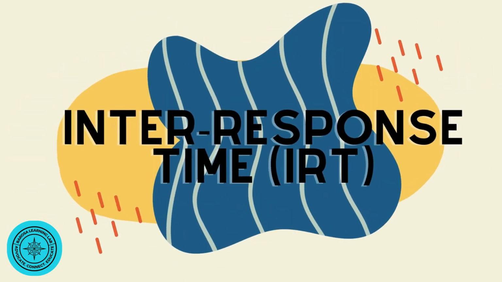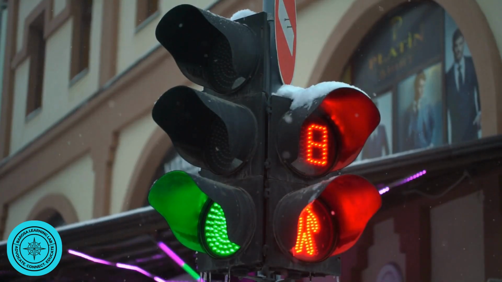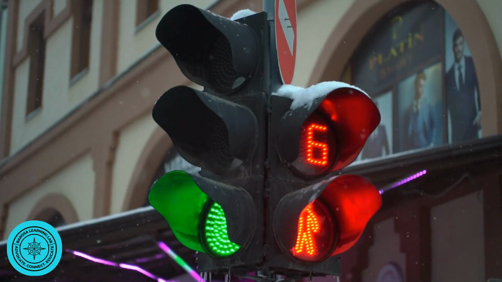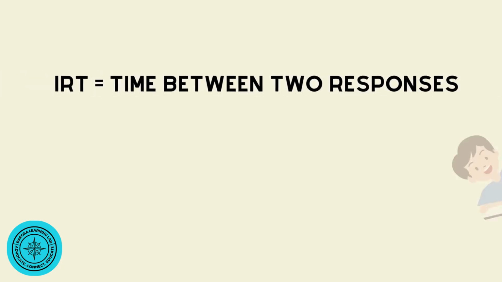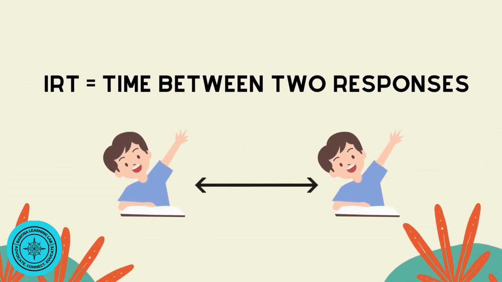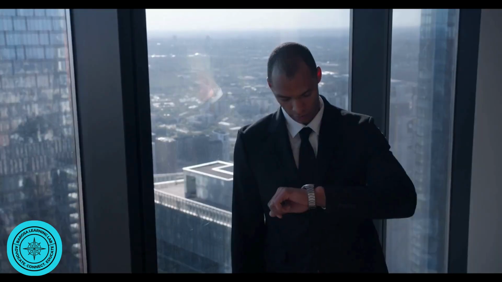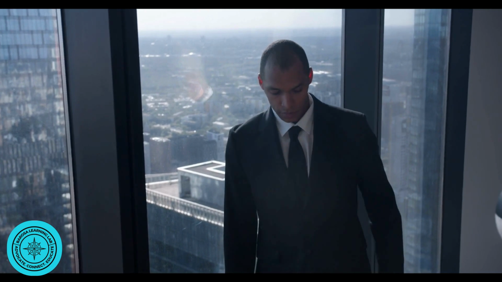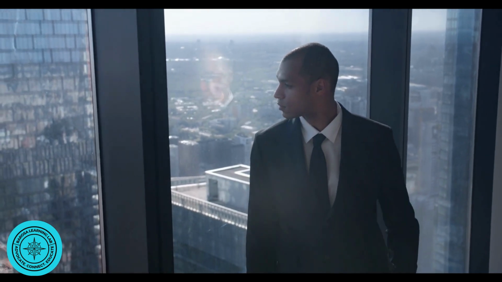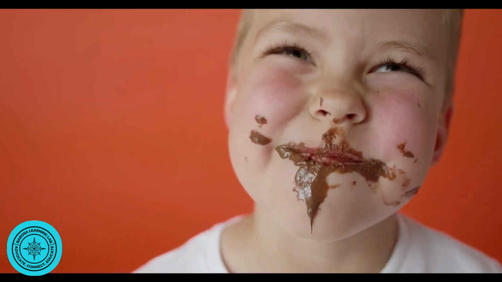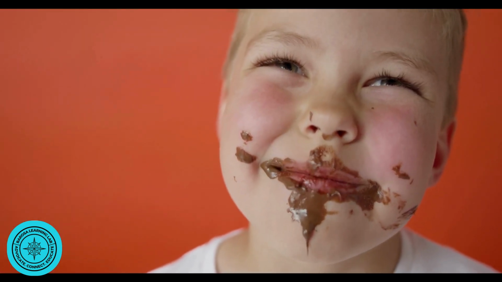Inter-response time, IRT. Definition: inter-response time measures the time between the end of one response and the beginning of the next. Formula: IRT is measured by counting the time between two consecutive responses. Simple explanation: IRT is the space between the end of the first and the beginning of the second responses. Example: measuring the time between a child's bites.